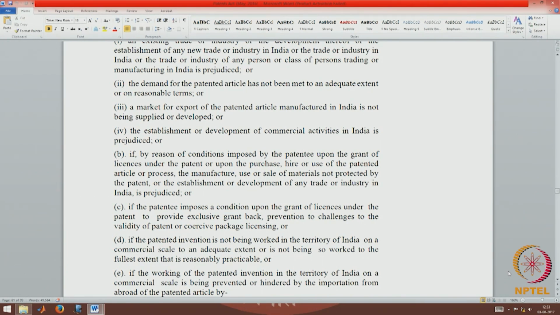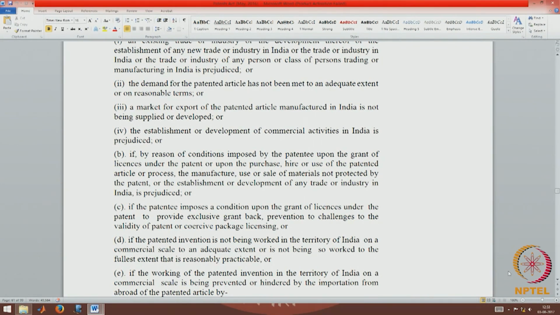C. If the patentee imposes a condition upon the grant of licenses under the patent to provide exclusive grant back, prevention to challenges to the validity of a patent, or coercive package licensing. Now, these are what we call restrictive trade practices, or in today's language you can call them anti-competitive practices. So, when a person insists on an exclusive grant back or agrees that he will not challenge the validity of a patent, or involves in coercive package licensing.